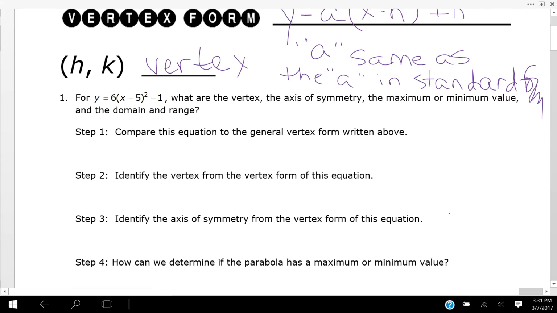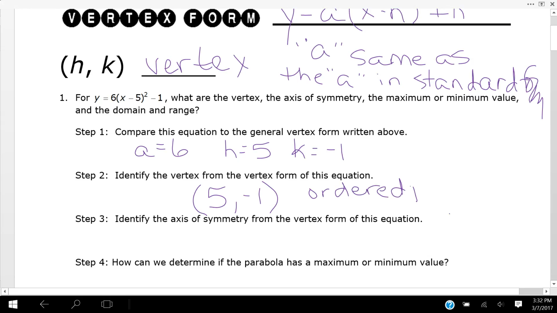The first thing we notice about the general form above is that A equals 6, H equals 5, and K equals -1. So the vertex is going to be (5, -1). The vertex is an ordered pair, so if you've been writing just one number, it's been wrong. And you'll notice from our vertex form, the x value is the opposite sign and the y value is the same sign.